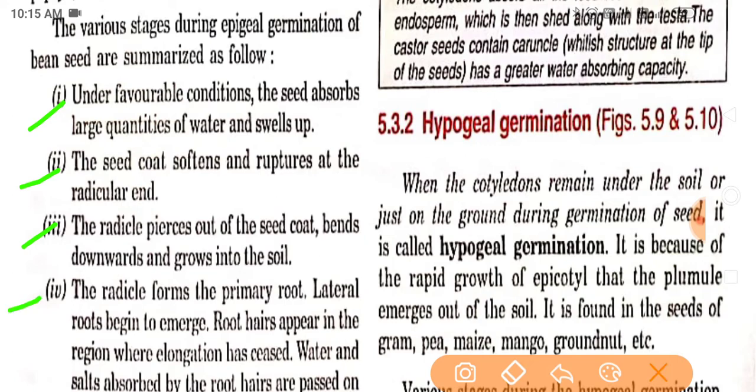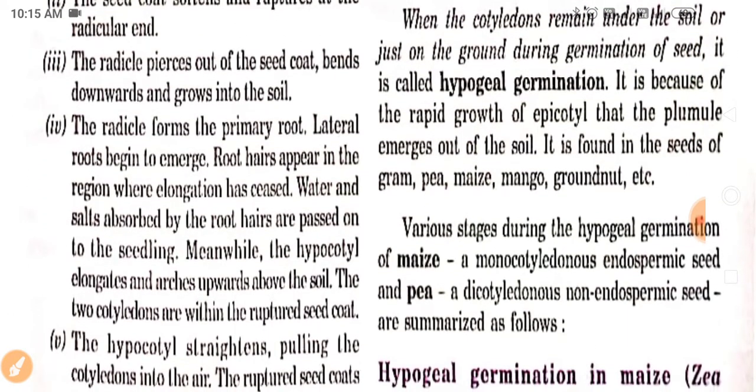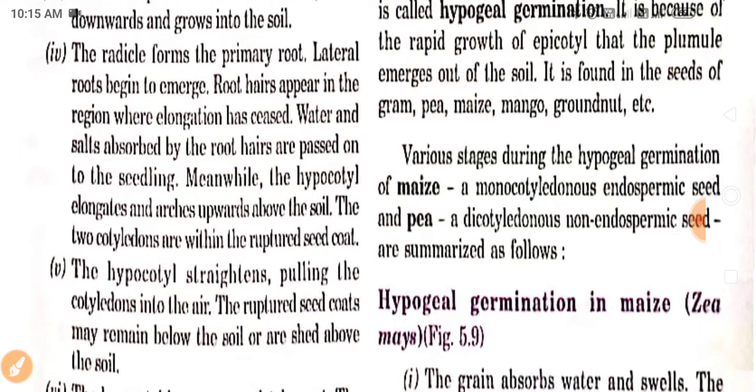The radicle forms the primary root, lateral roots begin to emerge, and root hairs appear in the region where elongation has ceased. Water and salts absorbed by the root hairs are passed on to the seedling. Meanwhile, the hypocotyl elongates and arches upwards above the soil. The two cotyledons are within the ruptured seed coat. The hypocotyl straightens, pulling the cotyledons into the air.